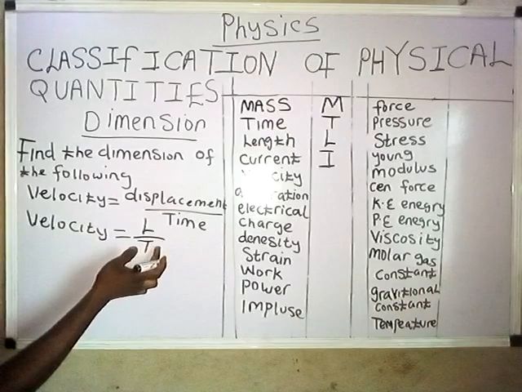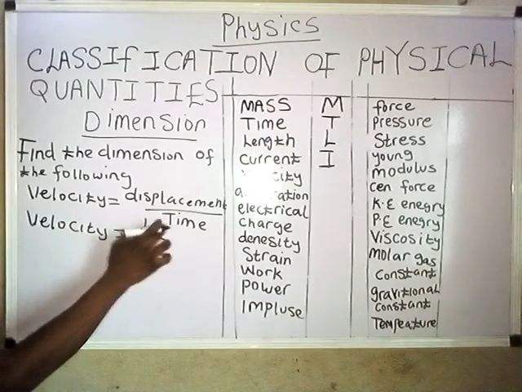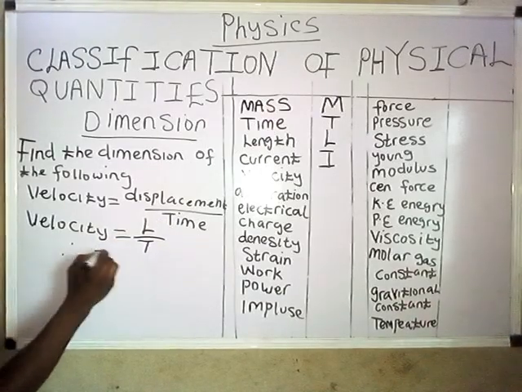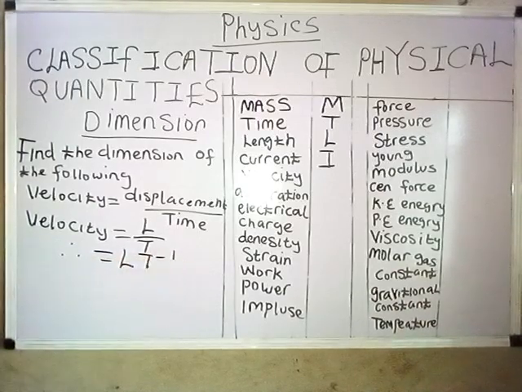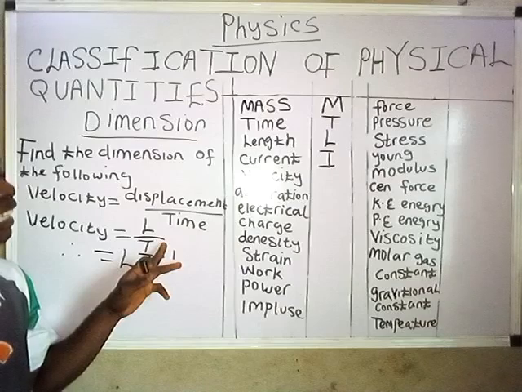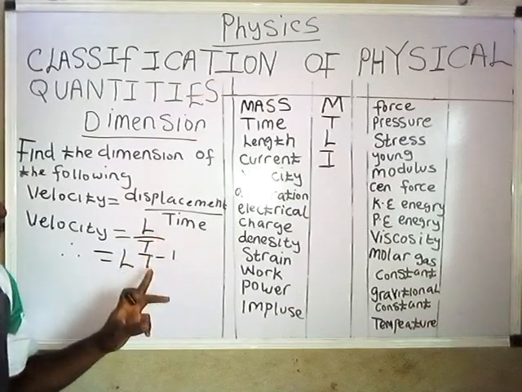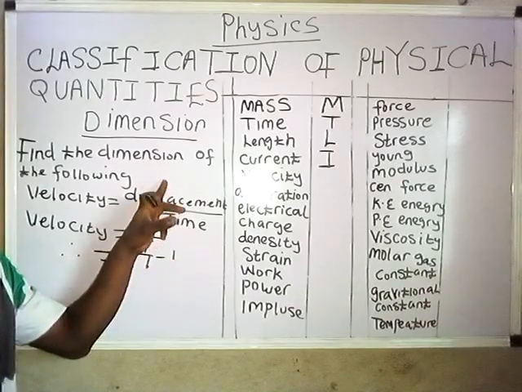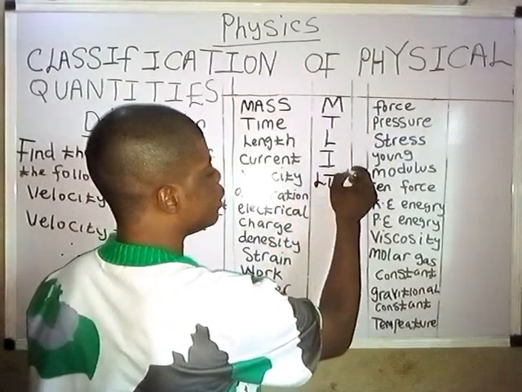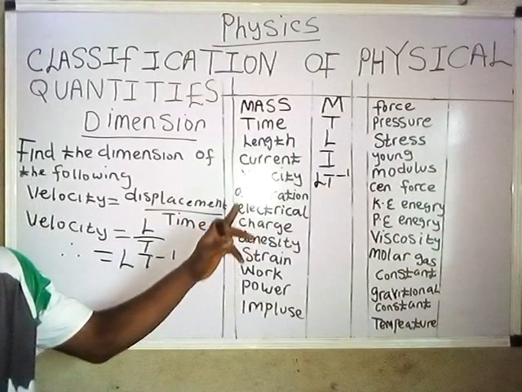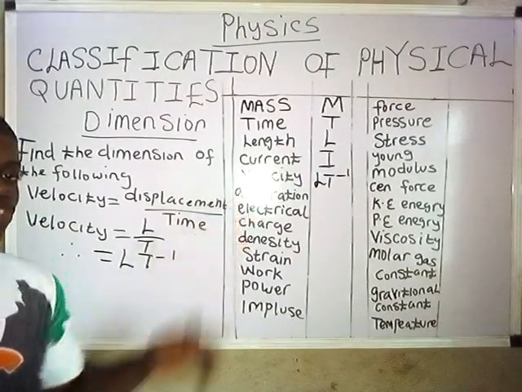To solve this, the T will come up. It will now be L T inverse. So the dimension for velocity is L T inverse.